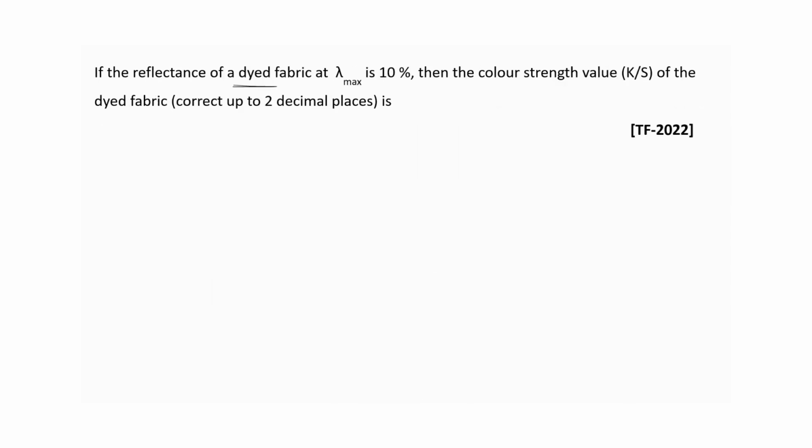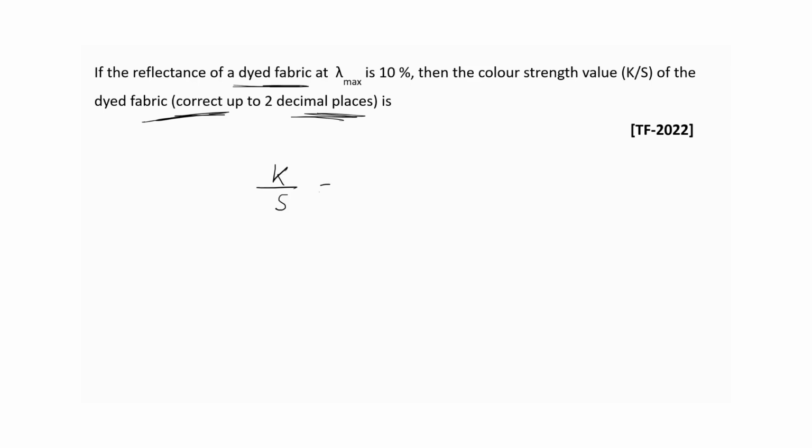If the reflectance of the dyed fabric at lambda max, maximum wavelength, is 10%, then the color strength value K by S of the dyed fabric, correct up to 2 decimal places, is. You just need to know what is K by S value. Higher the K by S value, higher the color strength. So K by S is a color strength parameter. So what is the value based upon the reflectance of the fabric?